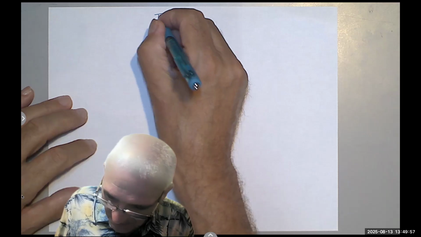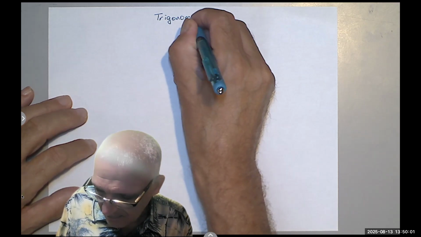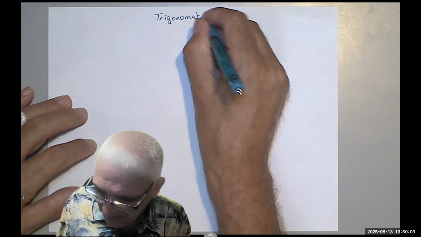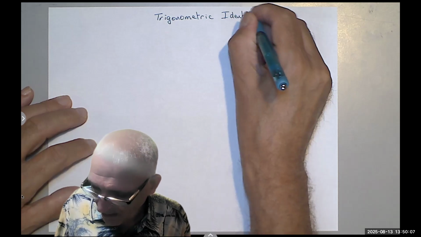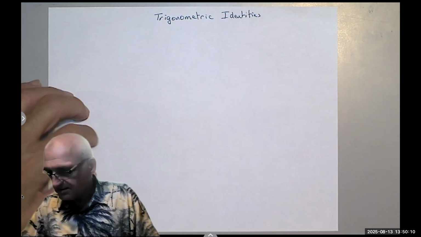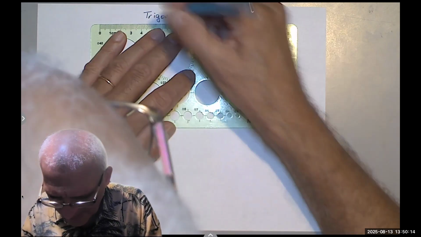Today, we are going to look at some relationships, like, first of all, trig identities. So, what are the trig identities? And how do we, or where do we get them from?